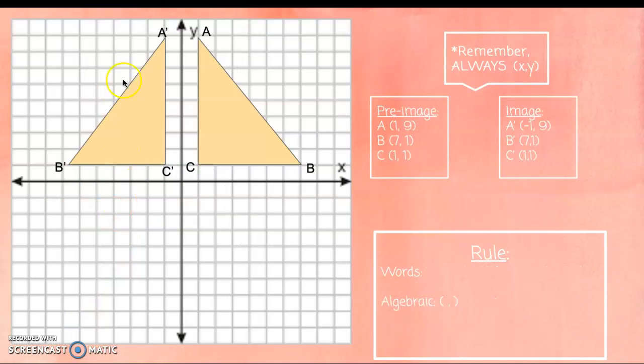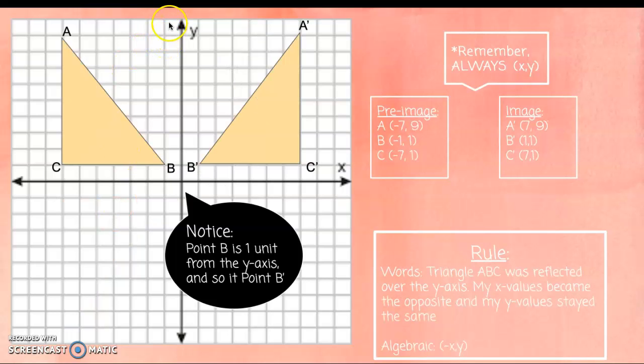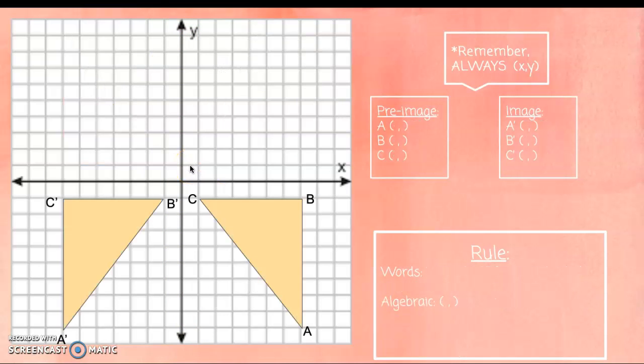If we go back to this one, if we were to fold right along the y-axis, these would lay right on top of each other, which is exactly what we want. All right, so this is the one you're going to try on your own. You're going to fill in the ordered pairs, and you're going to write the rule for me.